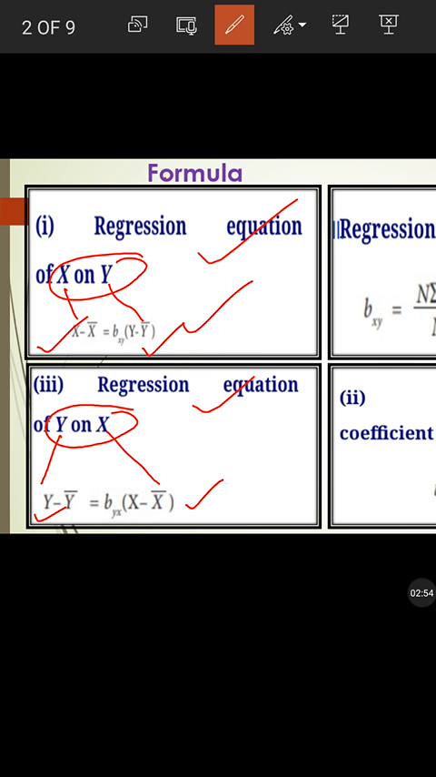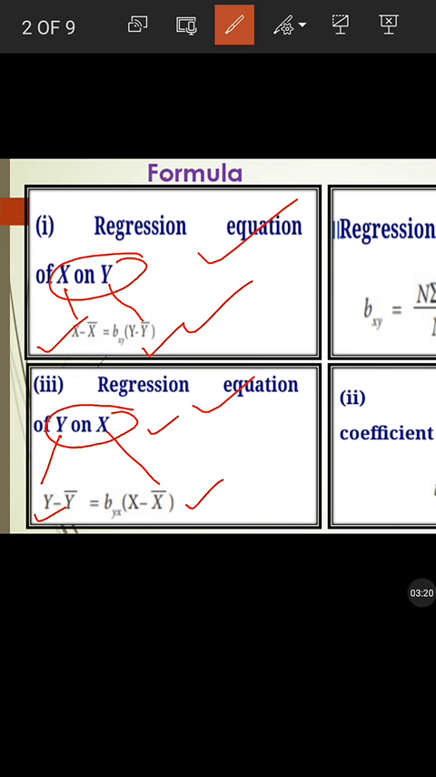You should always remember, x on y means x will be on the left hand side, and y values will be on the right hand side. Similarly, if it is y on x, then y will be on the left hand side and x values will be on the right hand side. This is what you should remember well. So this is the main formula, regression equation of x on y and y on x.